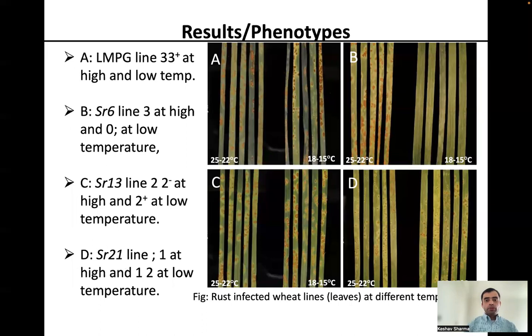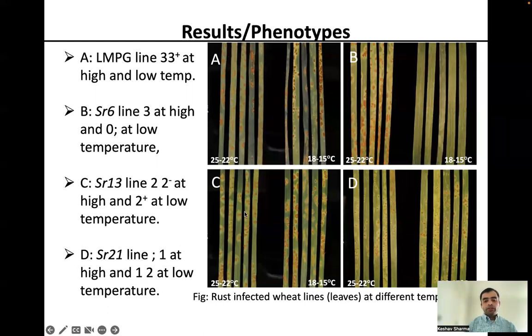So we have some phenotypes here for the Sr genes. As you see in A, this is for LMPG at high and low temperature, for Sr6 at high and low temperature, Sr13 high and low, and for Sr21 high and low. We can see here that Sr6 has a drastic phenotypic change with temperature. It is susceptible at high temperature, but resistant at low temperature. LMPG is susceptible at both conditions.